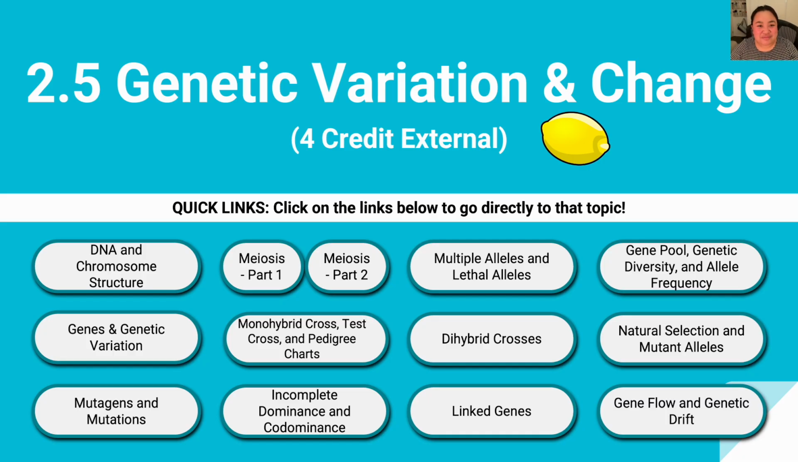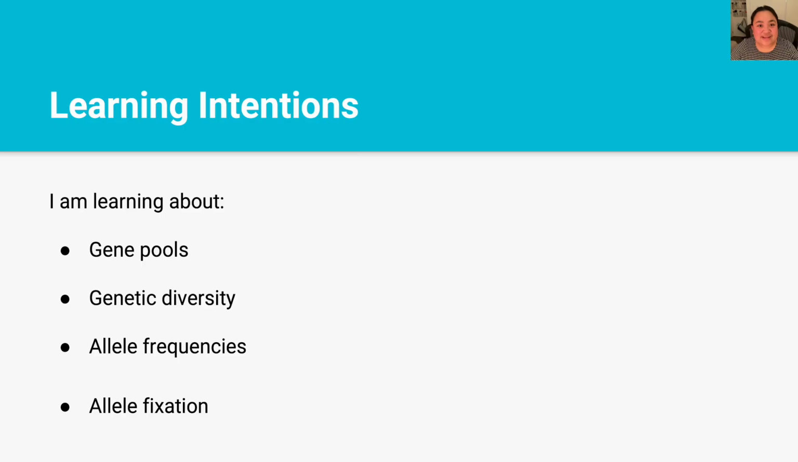This is video 12. In this lesson, I'm going to introduce you to population genetics. You will learn about gene pools, genetic diversity, allele frequencies, and allele fixation. I'll also give you a quick overview of the processes that change allele frequencies. These are natural selection, mutation, gene flow, and genetic drift.